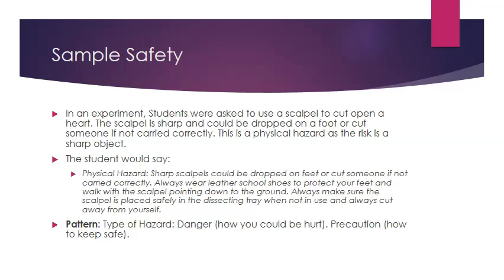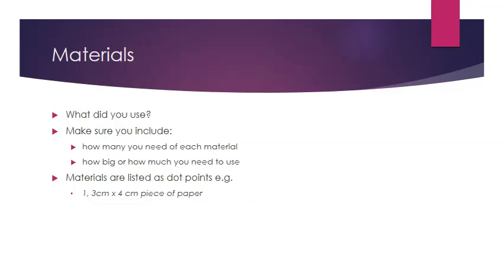There's a pattern to what I'm saying here. What we've done is we've said the type of hazard. So is it biological, chemical, or physical? What the danger is, so how you could be hurt, and the precaution, how to keep you safe. And this is really handy because once we know how we could be hurt, it's easy to work out how we keep safe.